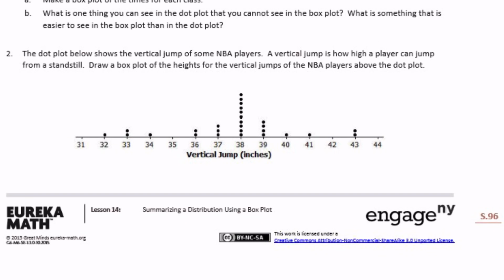Number 2, the dot plot below shows the vertical jump of some NBA players. A vertical jump is how high a player can jump from a standstill. Draw a box plot of the heights for the vertical jumps of the NBA players above the dot plot. Okay, so it wants us to draw a box plot above the dot plot.